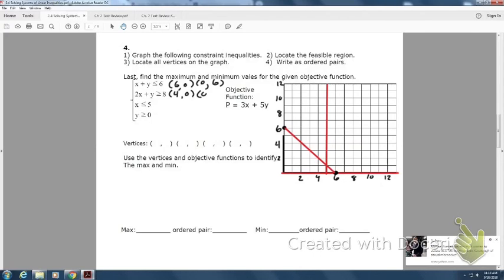Trevor, what would the y-intercept be? The y-intercept. So I'm going to ignore the x term. Do I have to do anything to solve for y? No, there's no coefficient right there. So it's 8. So I've got 4, 0 and 0, 8.